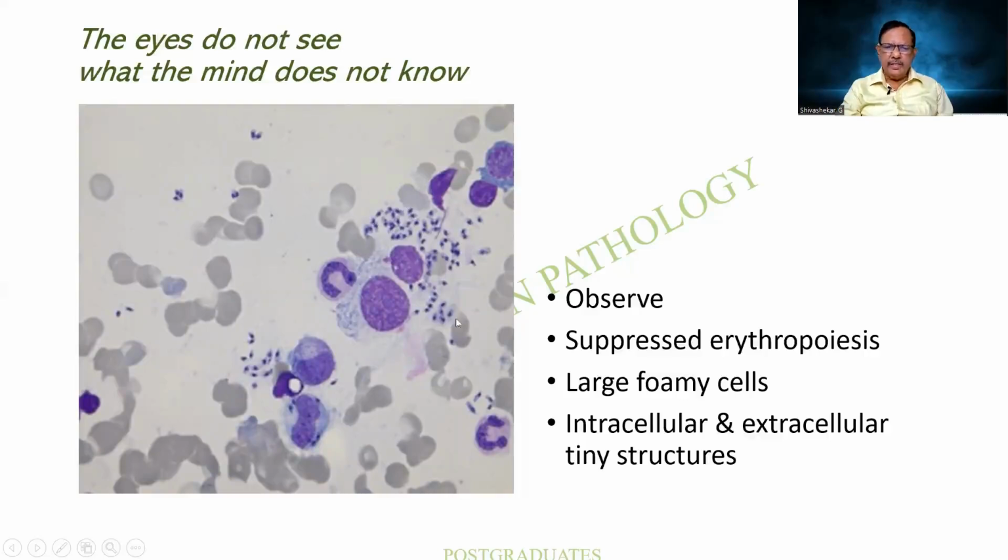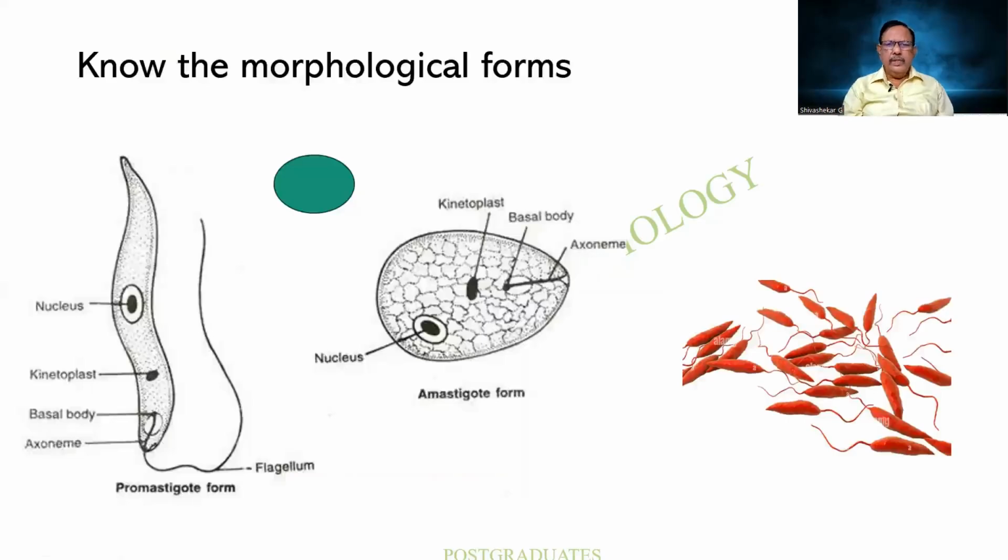I am finding some structures. Tiny structures, what are they? I should know the morphological forms of such. So, this is one. It comes in parasitology, and let us see in what way it affects our marrow and our exam. This is a promastigote form. So it is something like a tapering end, and then it has got a whipping flagellum, which helps it in the movement as well as in adhesion.